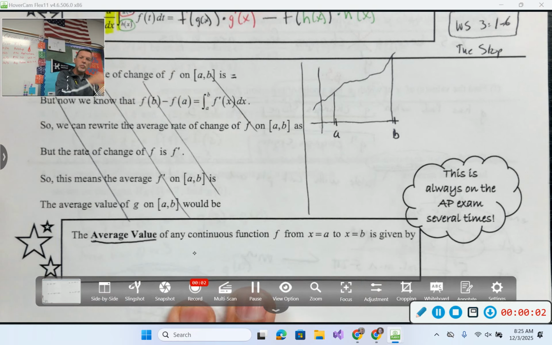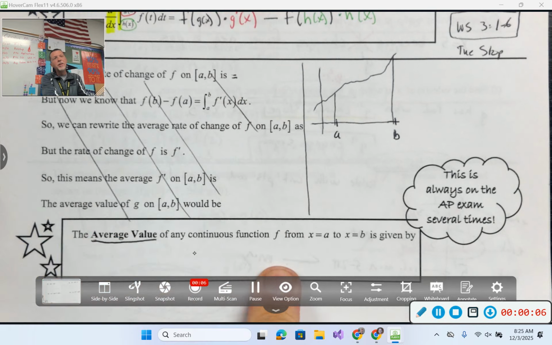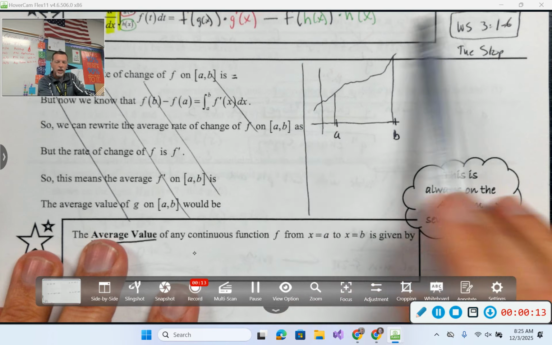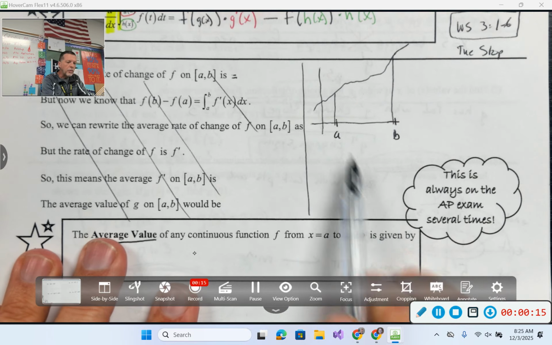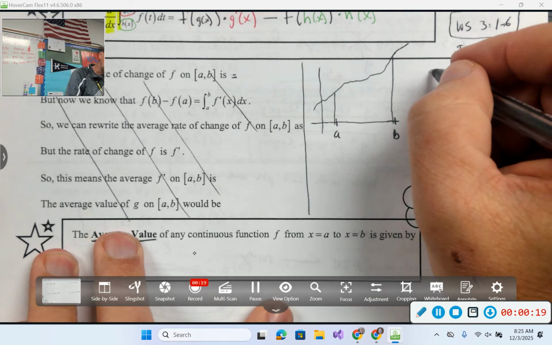Again, we're going to ignore the printed notes. We're going to get to average value a different way than the notes say, and I think a way that makes more sense. At least it makes more sense to me. Okay, so I've got some function, and I want to know the average value from A to B.